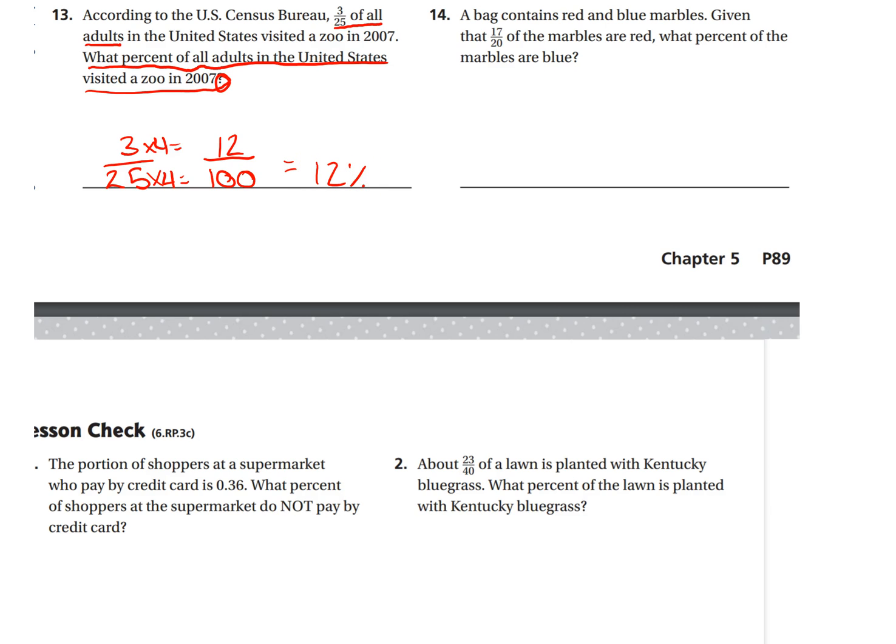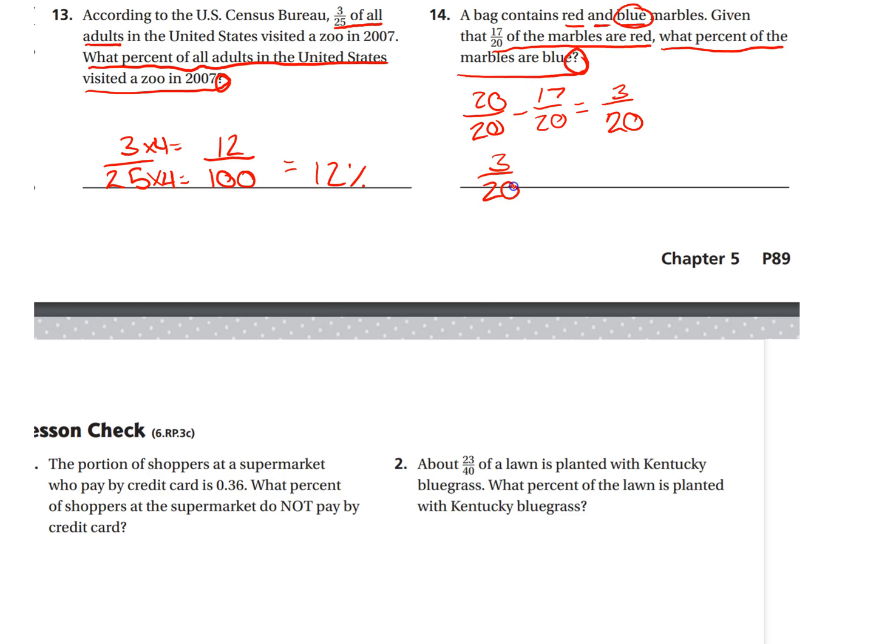Okay, number 14, a bag contains red and blue marbles. Given that 17/20 of the marbles are red, what percent of the marbles are blue? Well, red and blue would be 20/20. That would be all of them. So 17/20 are red, so that leaves 3/20 as being the rest of the marbles, or all of the blue marbles.